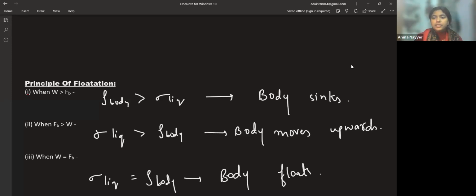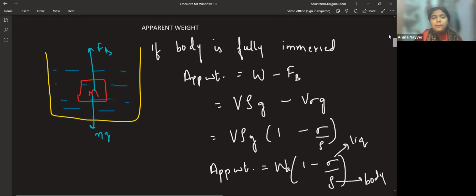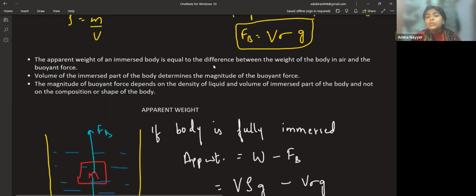Now, what was the definition? Some points here. The apparent weight of an immersed body is equal to the difference between the weight of the body in air and the buoyant force. The volume of the immersed part of the body determines the magnitude of the buoyant force. How much is inside the liquid will determine how much buoyant force will be acting.